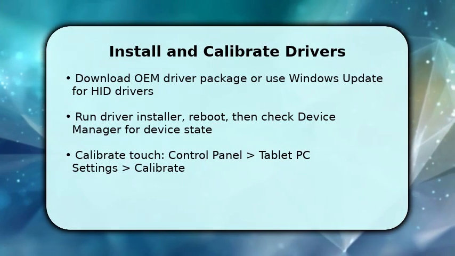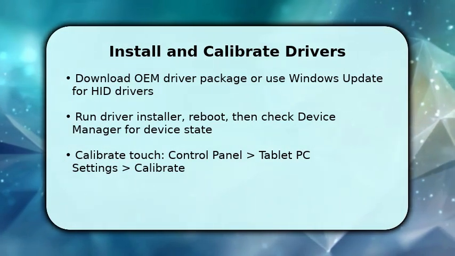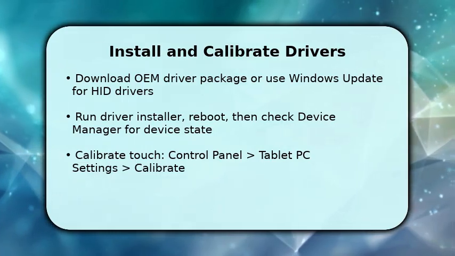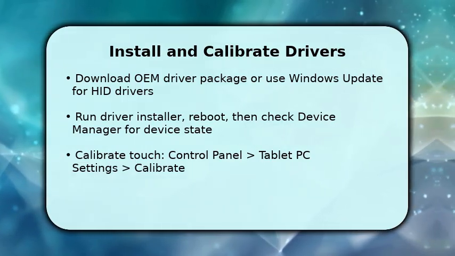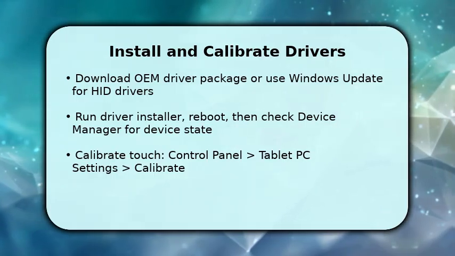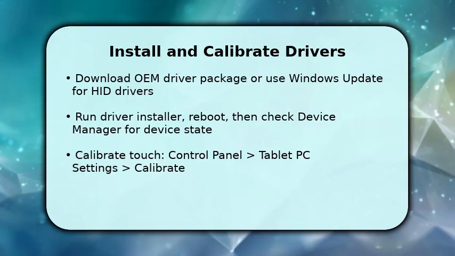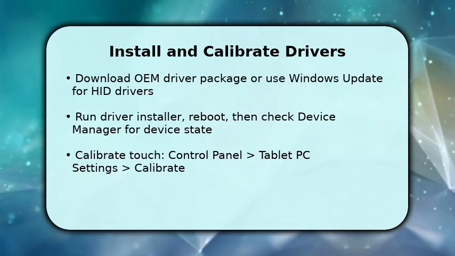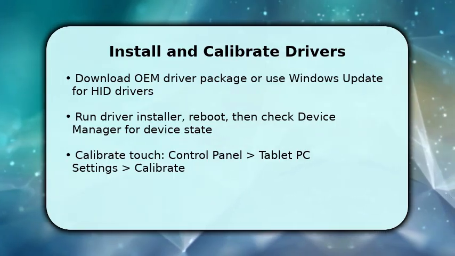Now you install and calibrate. Download the exact HID or touchscreen driver from the OEM site, or let Windows Update find a compatible driver if you prefer. Run the installer, follow prompts, and reboot to ensure the driver loads into the kernel. After reboot, open Device Manager to confirm the touch device is enabled and shows no errors.